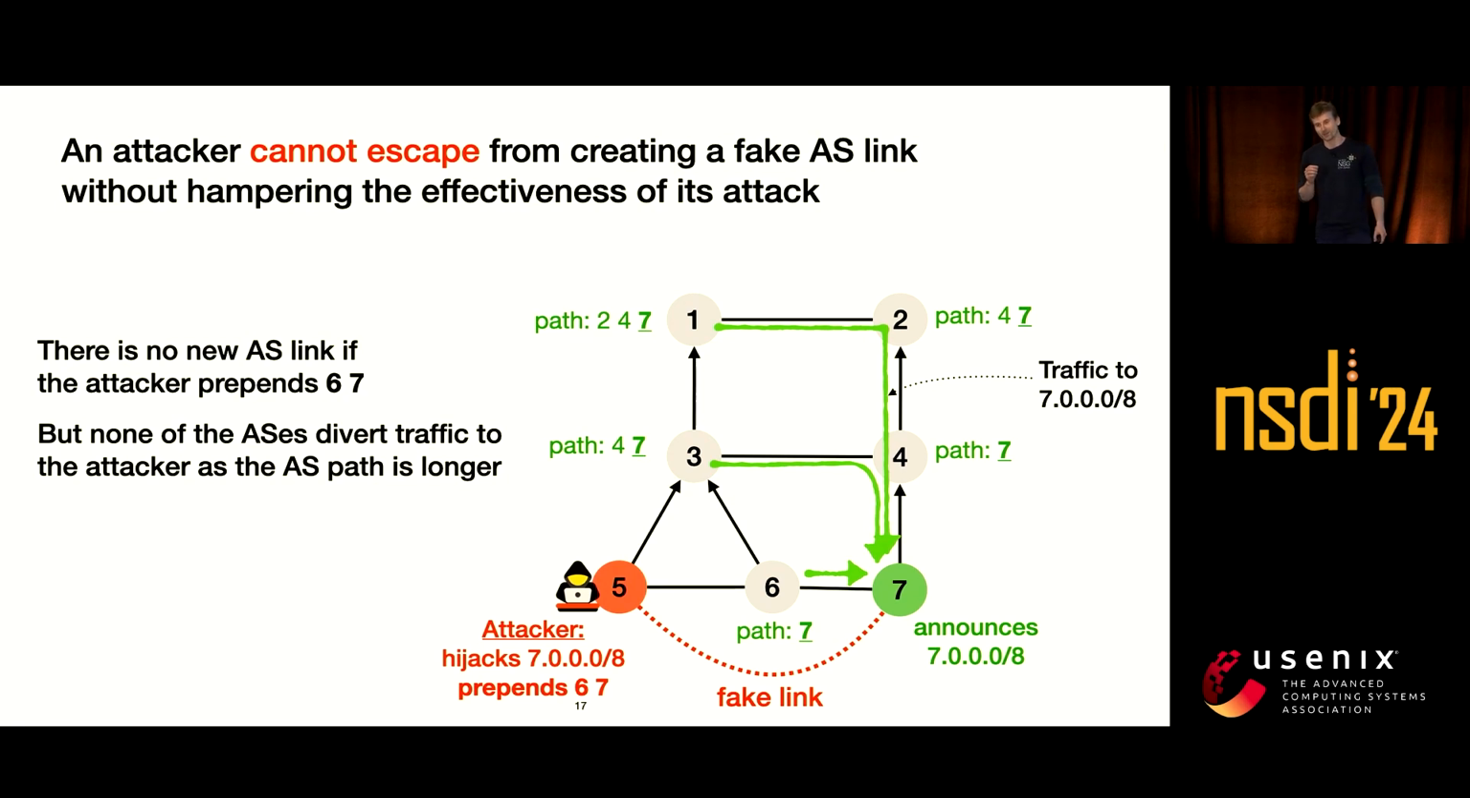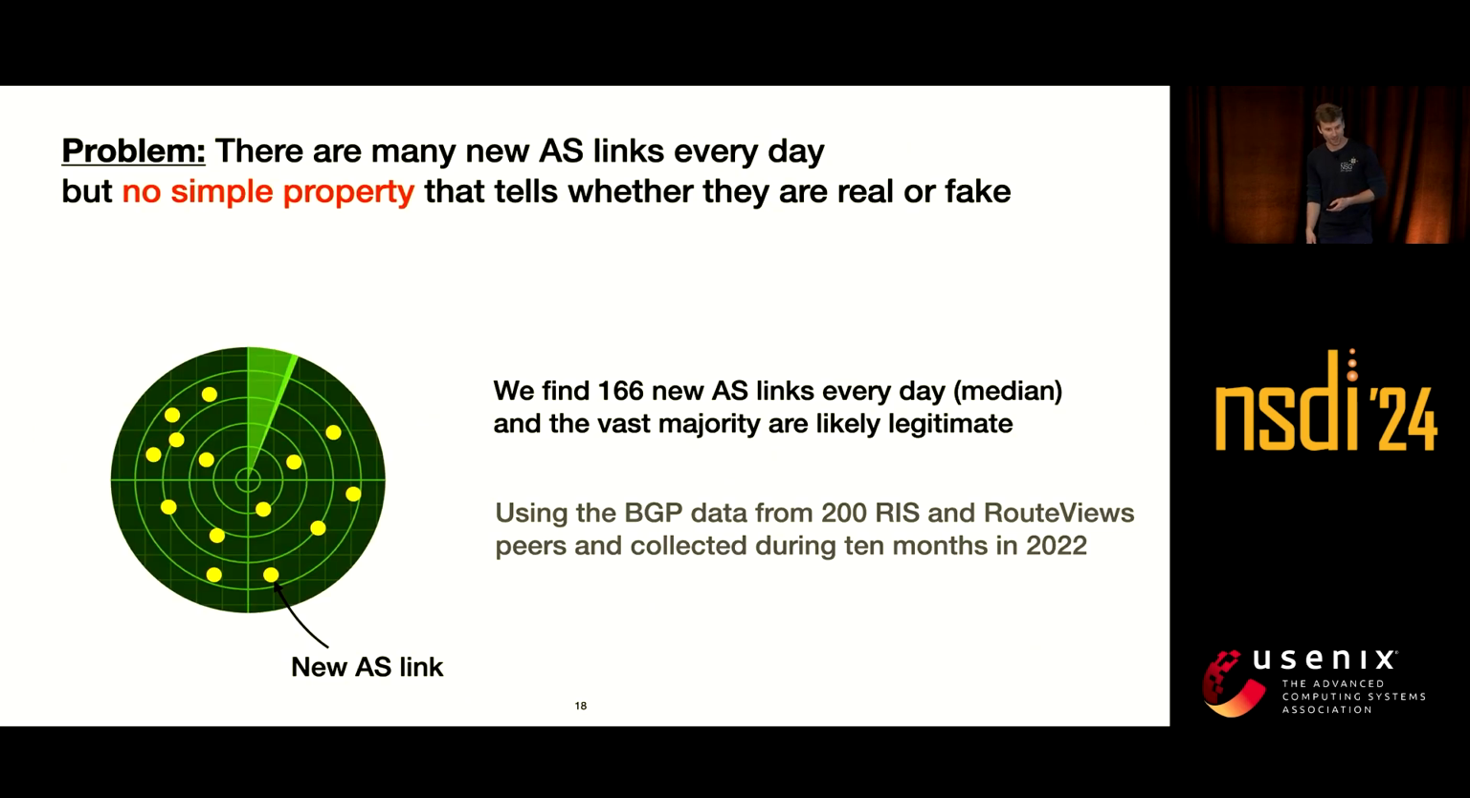Why? Because an attacker could avoid creating such a fake link. For instance, the attacker could prepend 6 and 7. Then in the AS path, we would have 5, 6, 7 consecutively, which is a path that exists in the topology. So there would be no fake link in this case. But then the AS path would be longer. So in this case, actually, the attack would be unsuccessful because none of the autonomous systems would divert the traffic to the attacker. So for the attack to be successful, it's very likely that a fake AS link will be created.